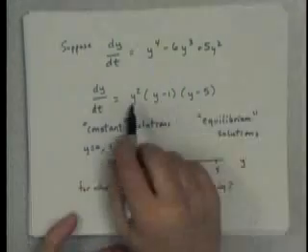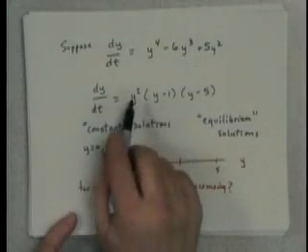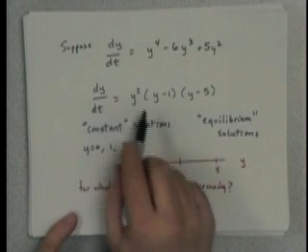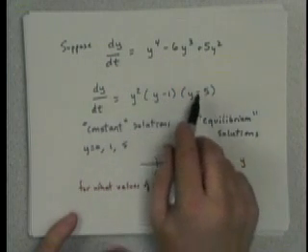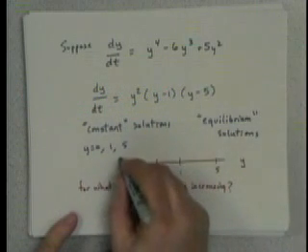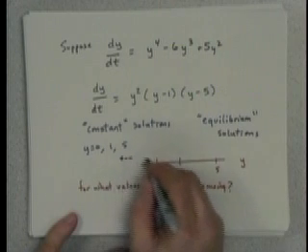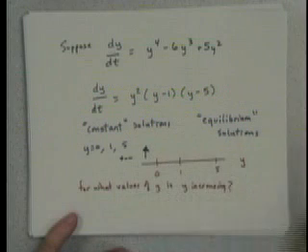Now in this case, I can go back through and look at this. If I pick a y value that's less than 0, y squared is going to come out positive, y minus 1 is going to be negative, y minus 5 is going to be negative. So I'd have a positive times a negative, which comes out positive. So y is going to be increasing there.